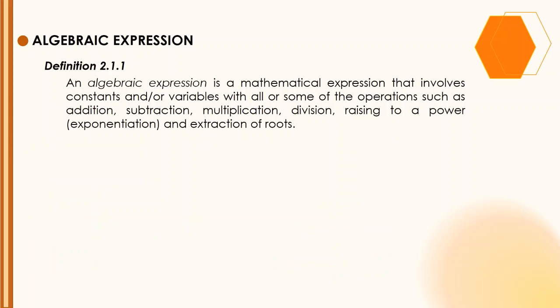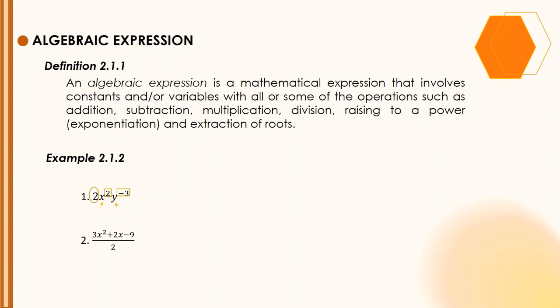So, balik tayo sa algebraic expression. When we say algebraic expression is any combinations of constants and variables with all or some of the operations. For example, 2x squared y to the power of negative 3. So, in this example, yung constant natin is 2. Yung variable natin is x and y, at meron itong operation which is the exponentiation. Makikita natin na may exponent yung x na 2 at yung y na negative 3.